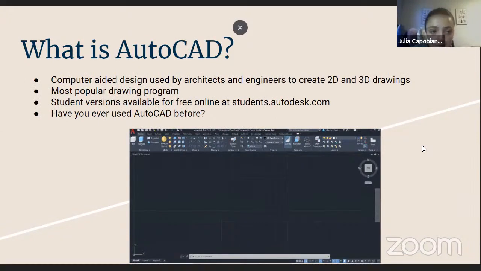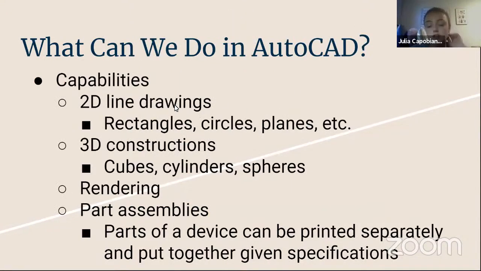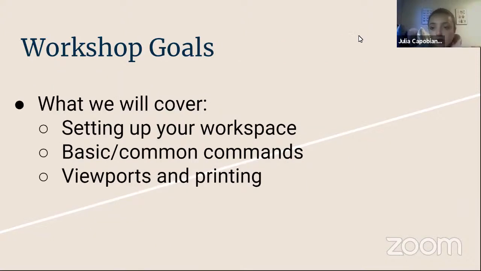Like I was saying, in AutoCAD you can do 2D line drawing. This is any sort of shapes that you want to make. And then 3D constructions are taking these shapes and making them 3D. If you draw a rectangle and make it 3D, it's going to be a rectangular prism. Any circles that you draw can be made into cylinders. And like I said, part assembly: you can draw different parts of a device, make them into 3D models, print them, and then put them together.